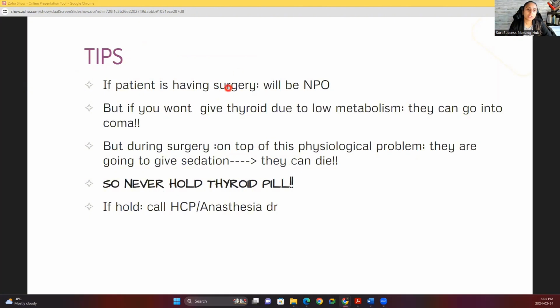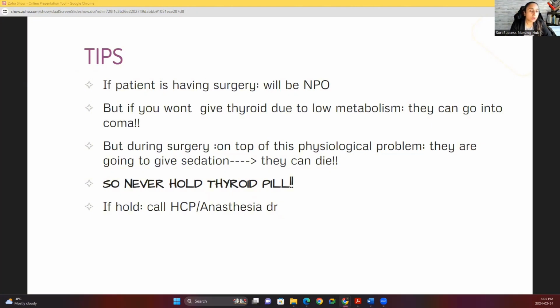All right. And if the patient is having surgery, he will be NPO. And if you do not give thyroid, they can go into a coma during the surgery. And during the surgery, on top of the physiological problem, they are also giving sedation, so they can die. So never ever hold the thyroid pill. And if you see it is on hold, immediately call the doctor or the anesthesia doctor himself. All right. So this is thyroid.